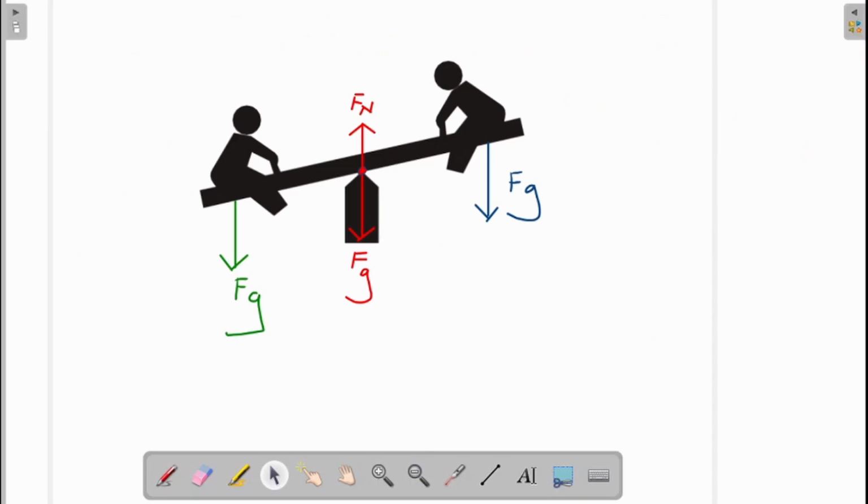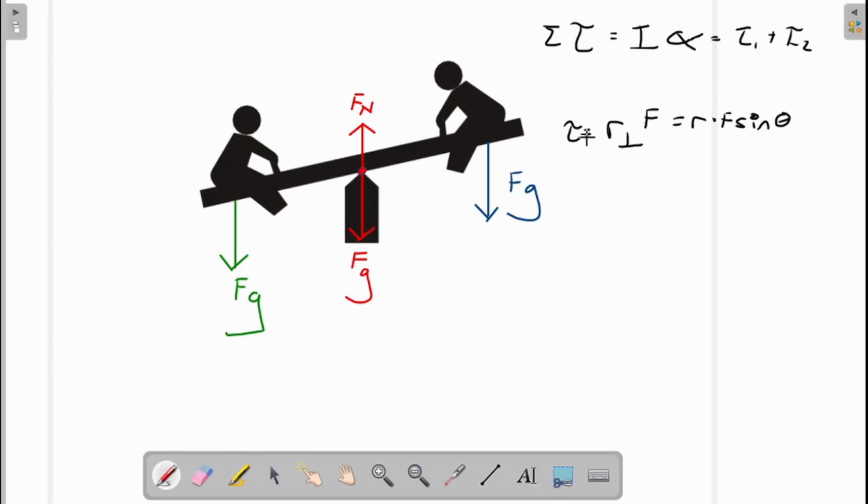To summarize, torque is rotational force. It is equal to the moment of inertia times alpha, and the net torque will equal this, where you can add up all your individual torques. We can also find torque by multiplying the radius times the force perpendicular to the radius, or r times F sine theta, to calculate the torque.